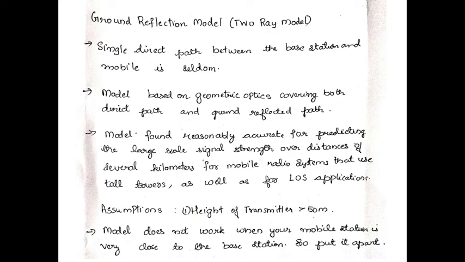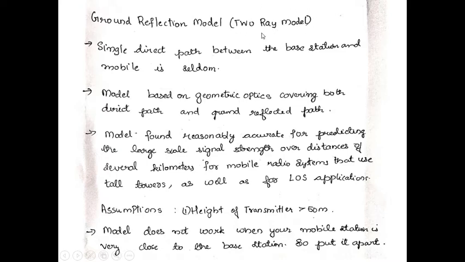In this section, I will be explaining the ground reflection model. It is also called the two-ray model because we are going to consider here a line of sight path and a reflected path. So two rays we are considering. That is why it is also called the two-ray model.